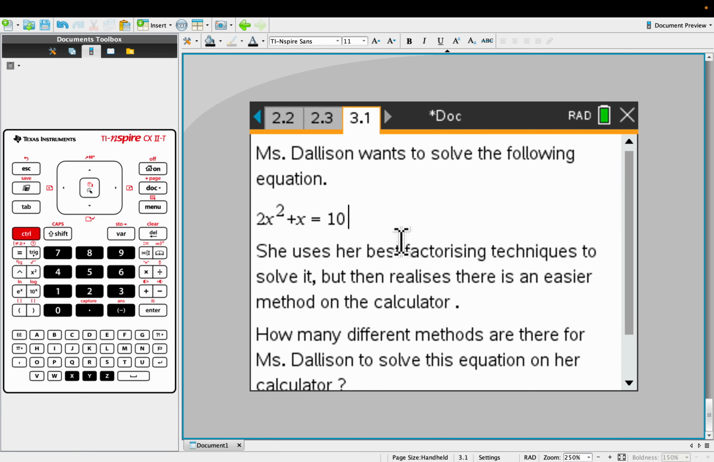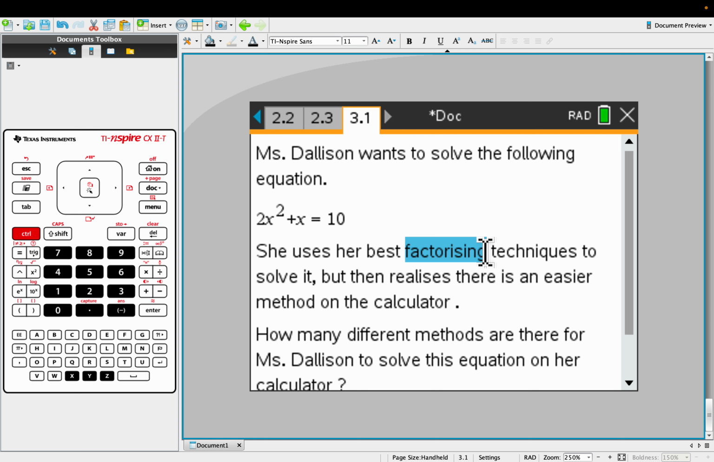Okay, so here we go. We've got a question about algebra, 2x squared plus x equals 10. Now clearly we can solve this using algebra and do this by hand. And the key to solving quadratics is factorising, right? The mathematical gods put factorising on this earth to help us solve quadratics.